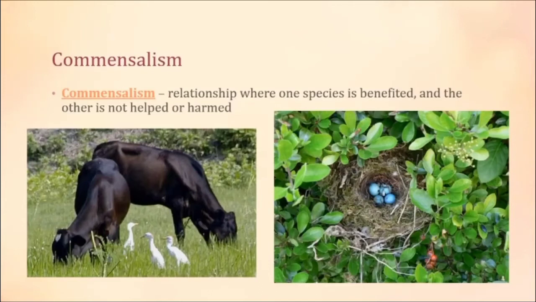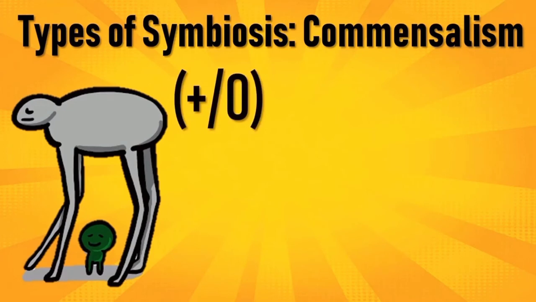Another type of relationship is called commensalism. Here, the relationship is beneficial to one of the organisms and does no harm to the other. Commensalism is a type of symbiotic relationship where one species benefits whereas the other species remains unaffected, and this can be written as positive over zero.